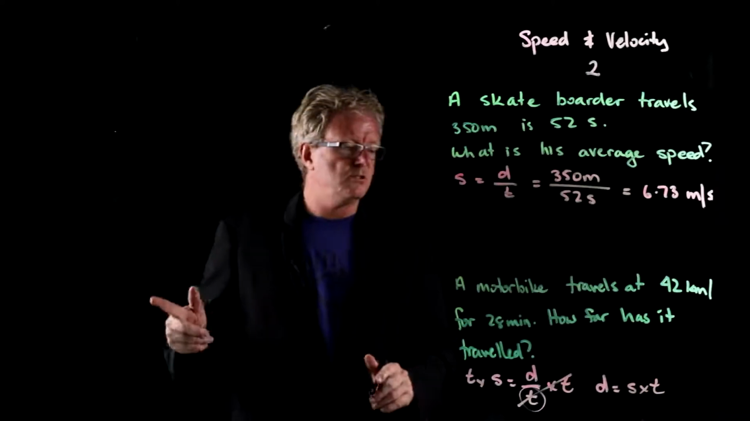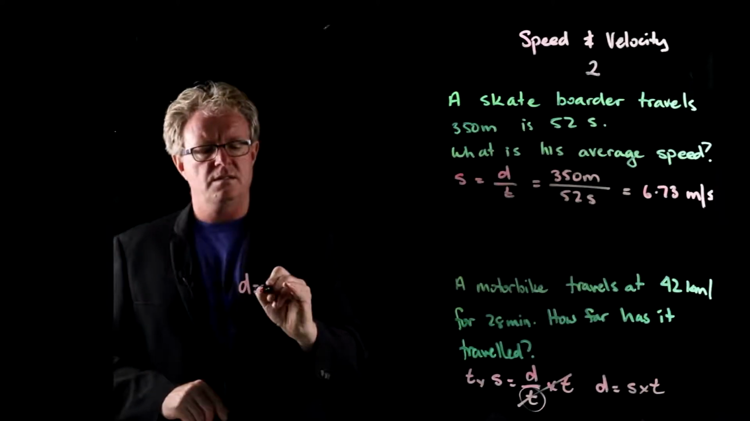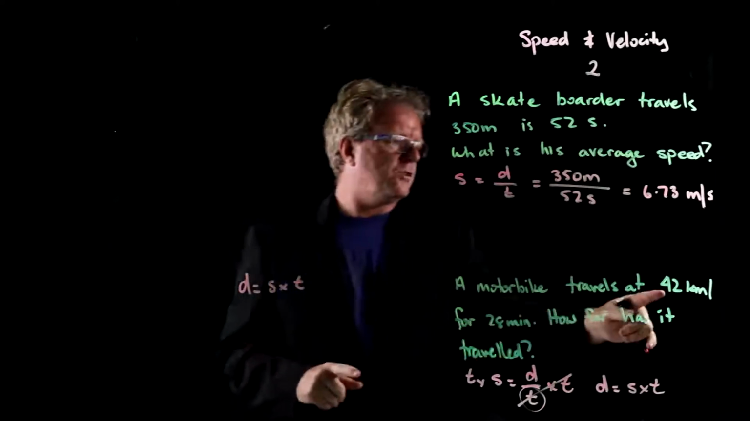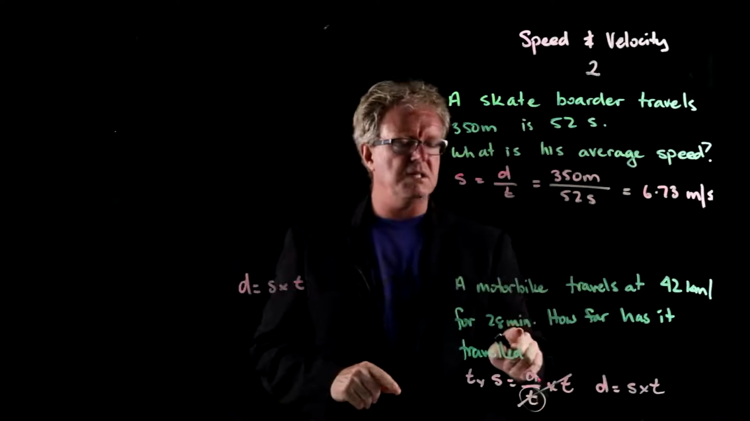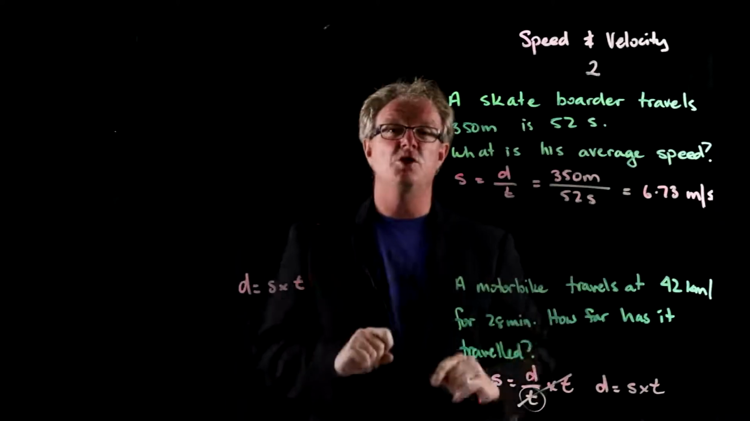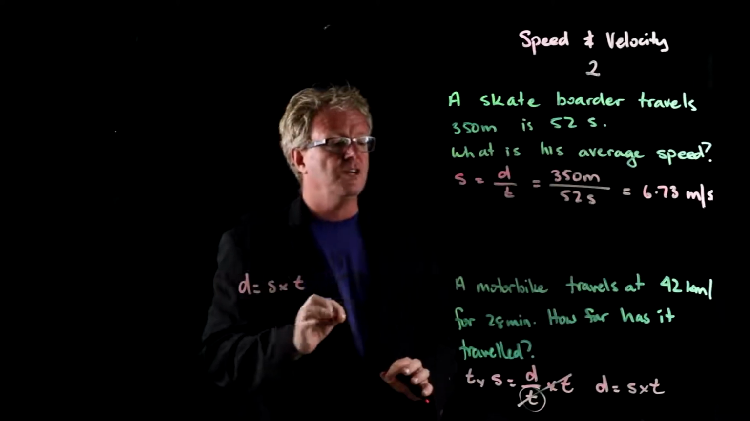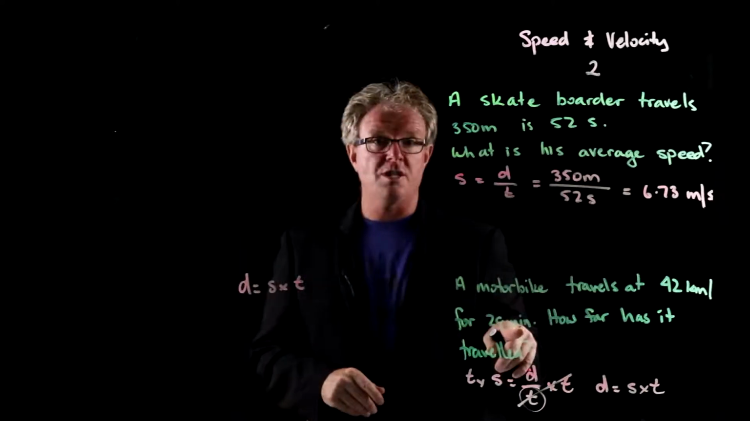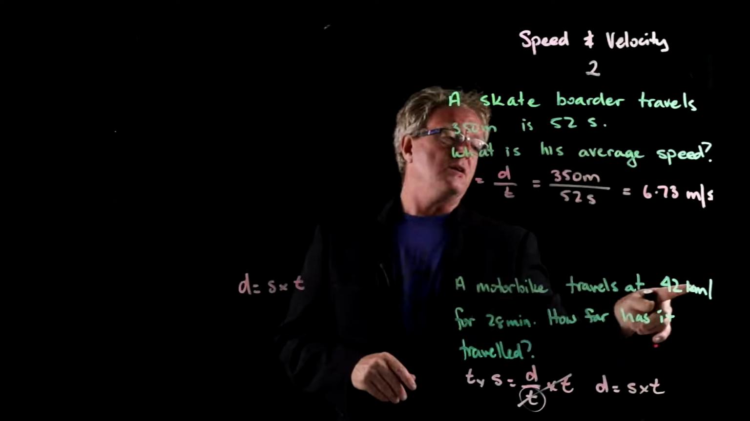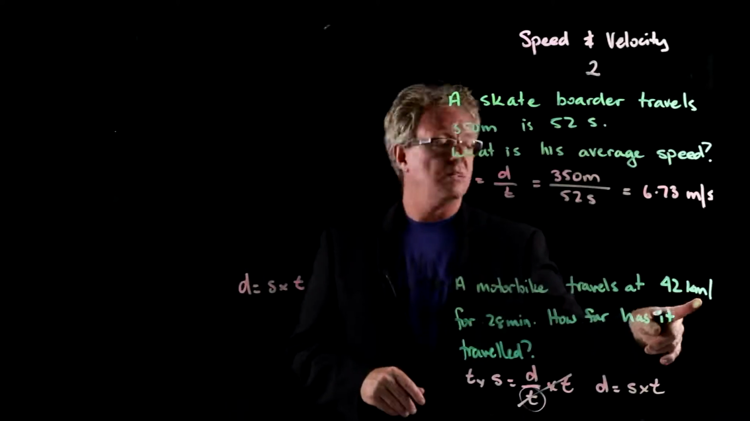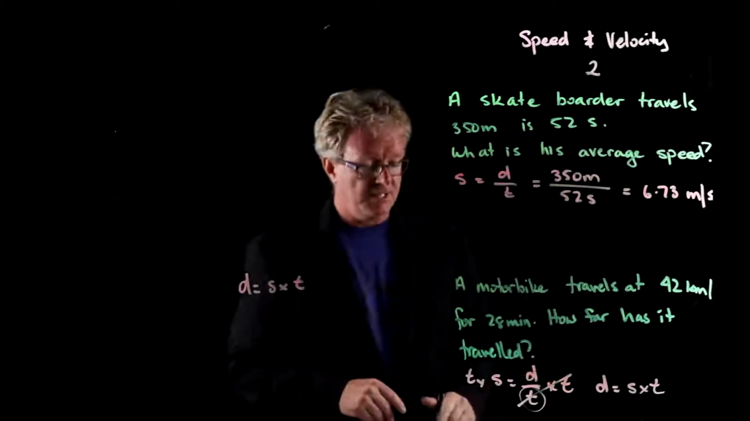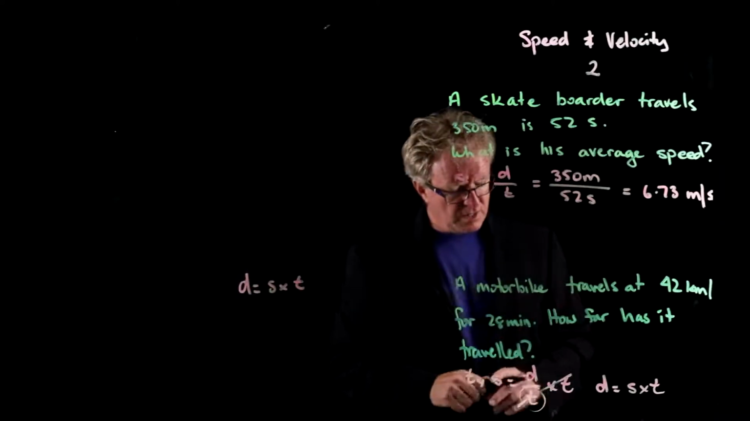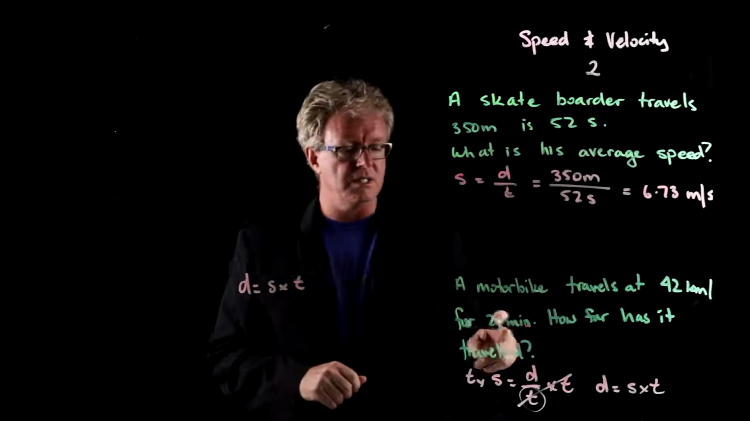All right, let's do that now. Distance is speed times time. Well, let's have a look. 42 kilometers per hour, and 28 minutes. Problem. There's a unit problem, so we need to convert this into either hours, or this here needs to be converted into meters per second. You can do either, all right? What we're going to be doing is converting this into hours.